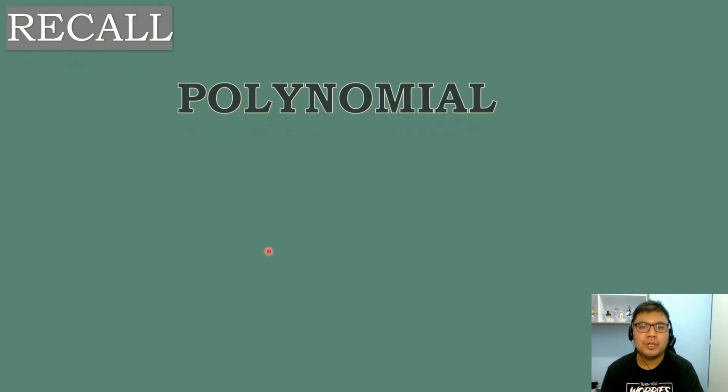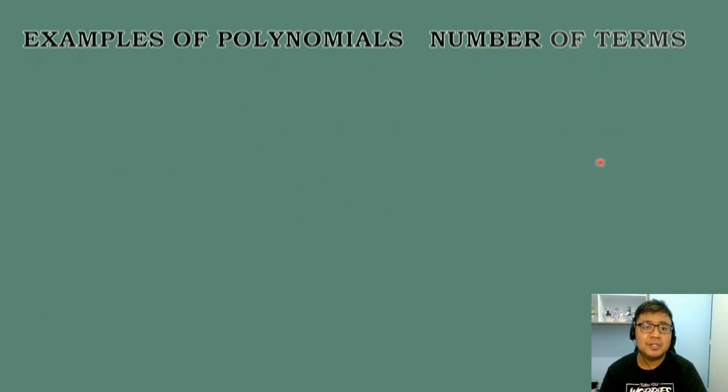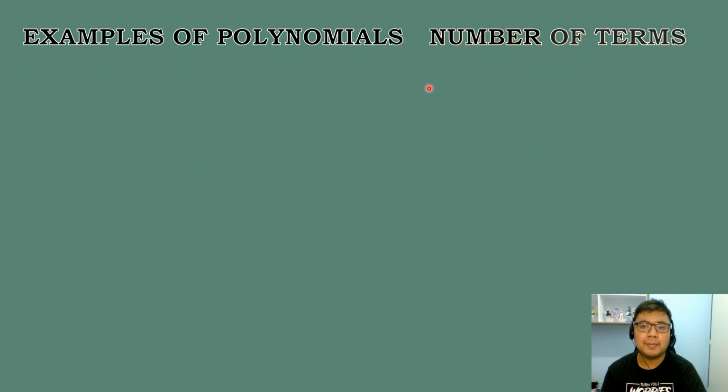Before we proceed with our main topic, let us review first what a polynomial is. A polynomial is an algebraic expression that represents a sum of one or more terms containing whole number exponents on the variables. To understand more about polynomials, I have listed here some examples of polynomials based on the number of terms.